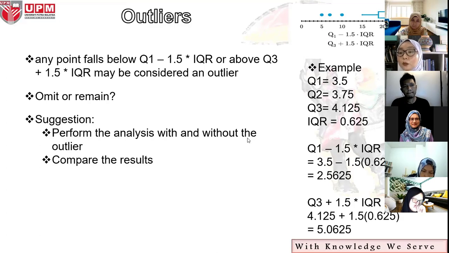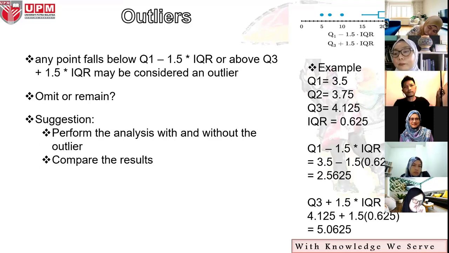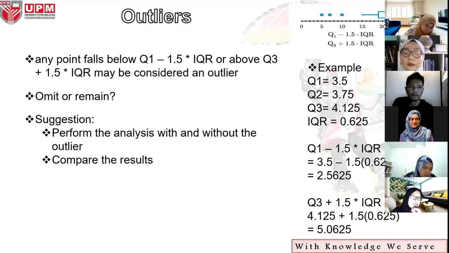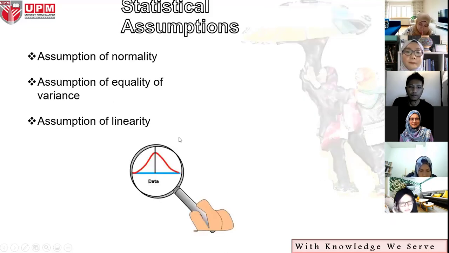Okay, so next one, first this one means that you perform the analysis with and without the outlier. You try to perform both, the data with the outlier and without the outlier, then you compare. If the result is similar, then you can retain. If the result is different, then you may consider either to transform or omit. This is my suggestion, because sometimes we do not want to omit if we do not have a sufficient sample size. We are afraid the data is not enough.